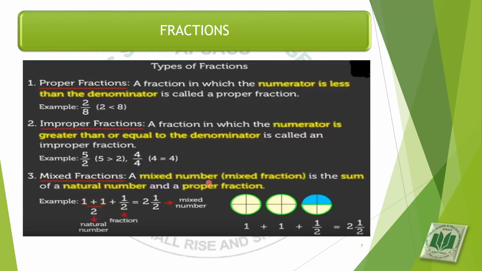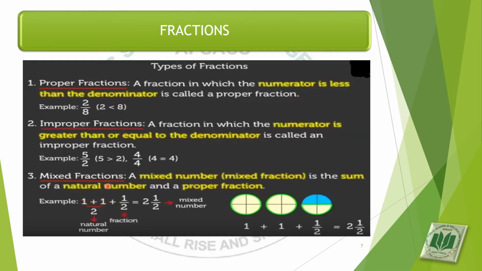The third type is mixed fractions. A mixed number or mixed fraction is the sum of a natural number and a proper fraction. For example, here we have two wholes and a fraction that is 1 by 2. When we combine these two wholes and this fraction part, we get the number 2 whole 1 by 2. And this number is called a mixed fraction.